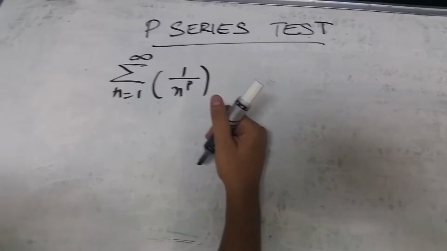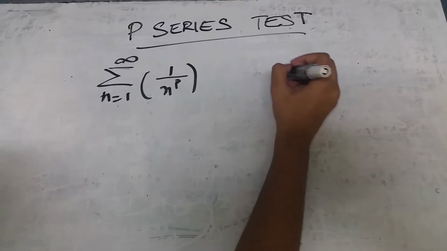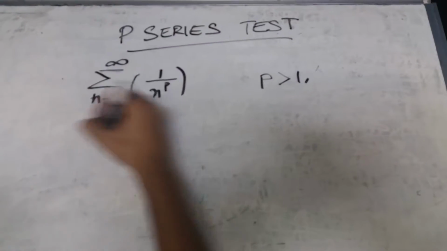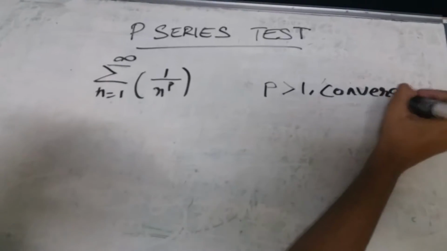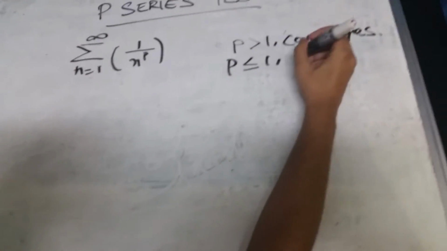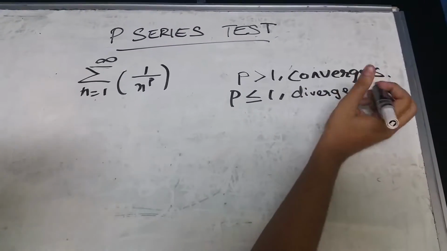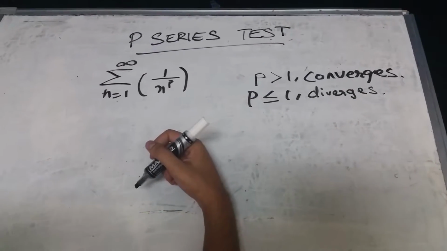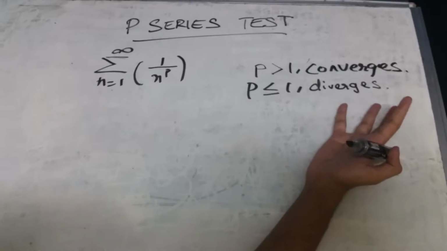According to the test, if p is greater than 1, then this whole thing converges. Now, if p is less than or equal to 1, it diverges. That's quite straightforward. Let's see what that means. It might be difficult for you to remember which is which, but it's quite simple. If it's greater than 1, it converges.